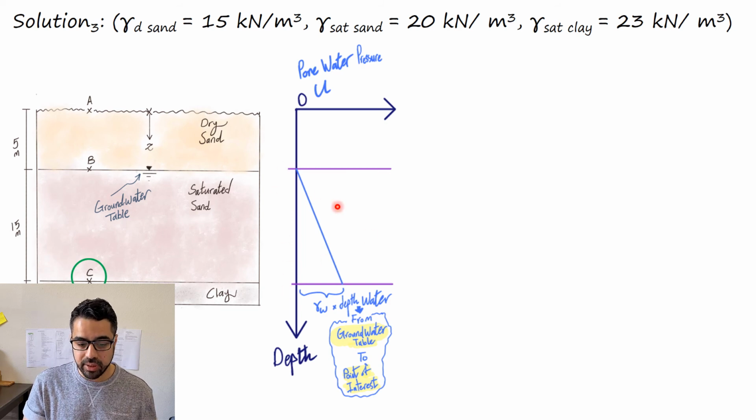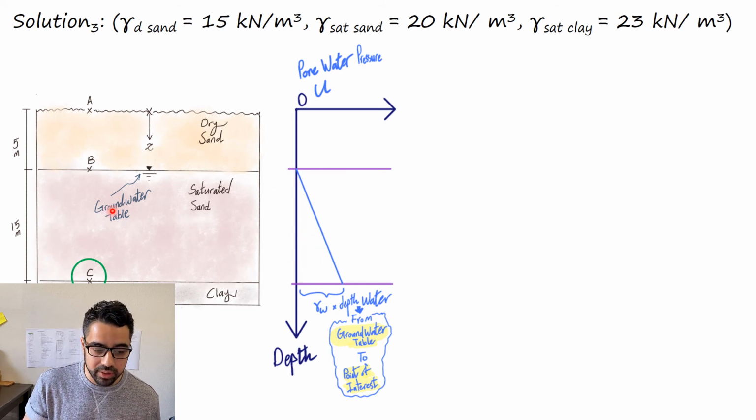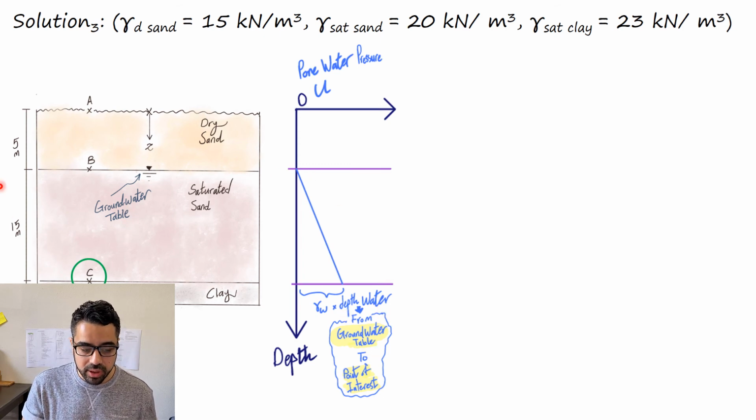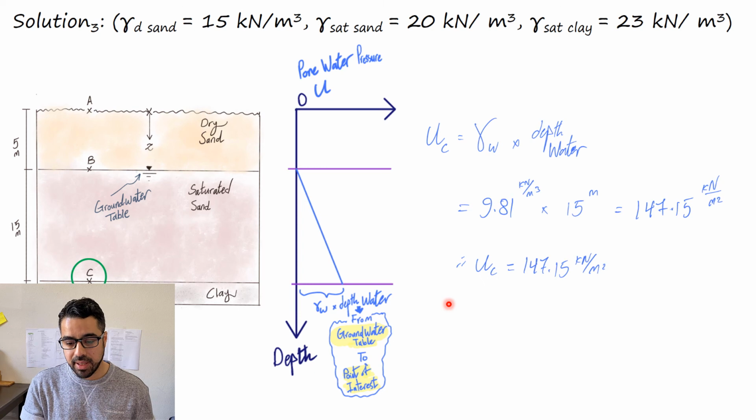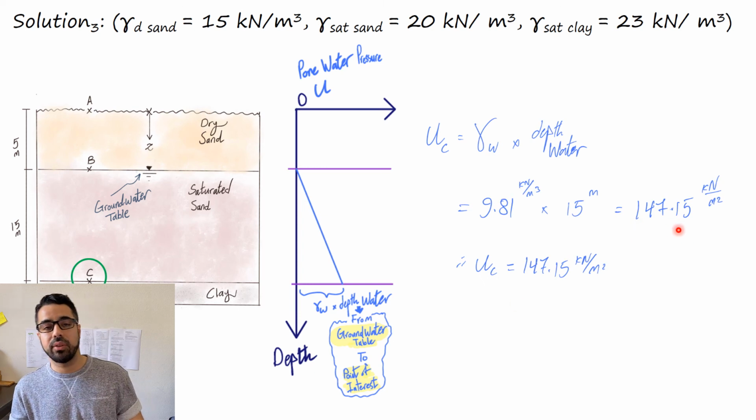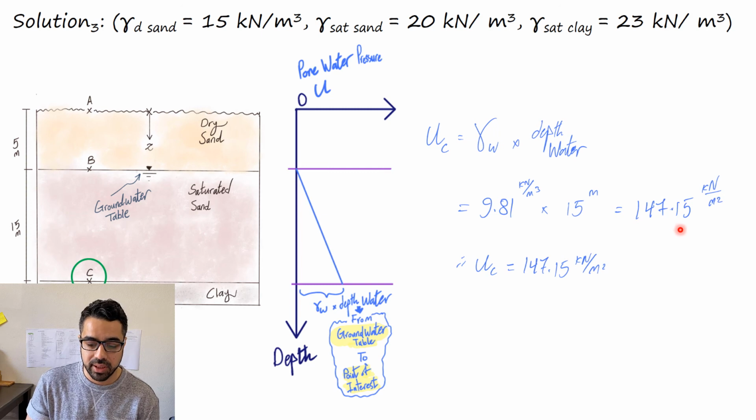Here you're going to see basically the water effect. There's a groundwater table, so we'll start from here. So the depth of water is 15. Gamma water is basically 9.81, and that's going to give us 147.15 kilonewton per meter squared.